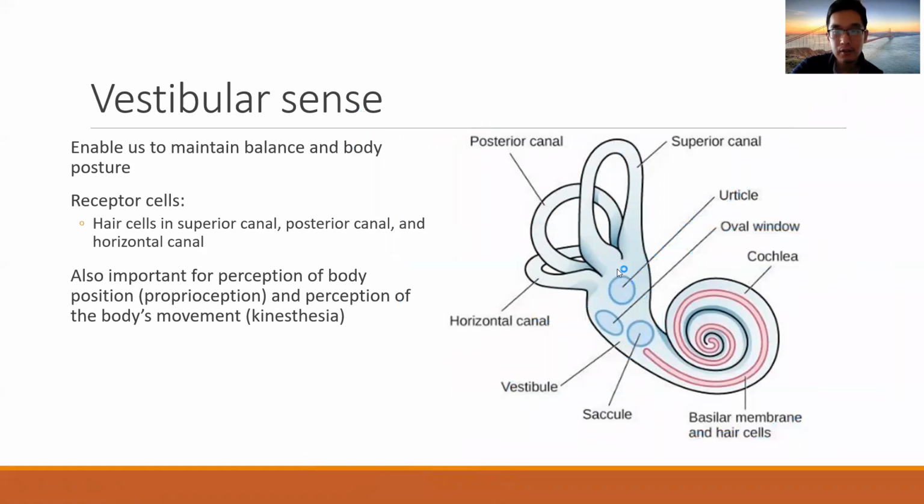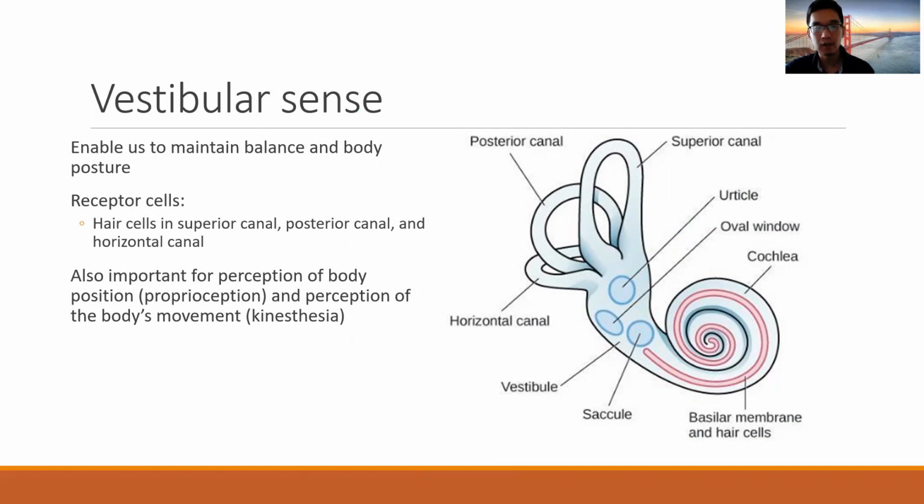So in this structure, it's really like the cochlea. Inside of these structures is empty. There is fluid inside of this structure. These are also like curved tubes. Inside the tube, there is fluid. Also, there are hair cells on the inner surface of these curved tubes. So there are three tubes here. You can see the superior canal, posterior canal, and horizontal canal.